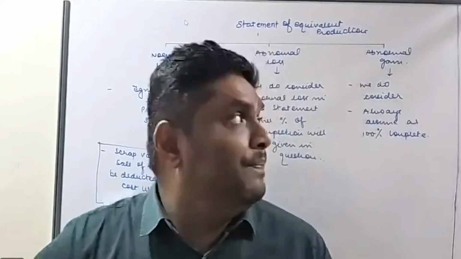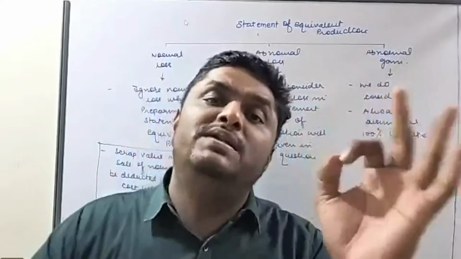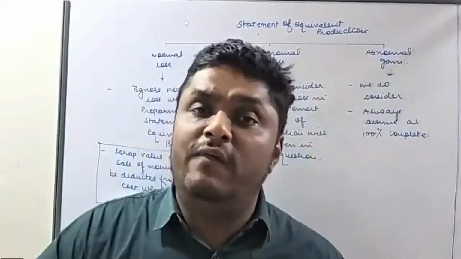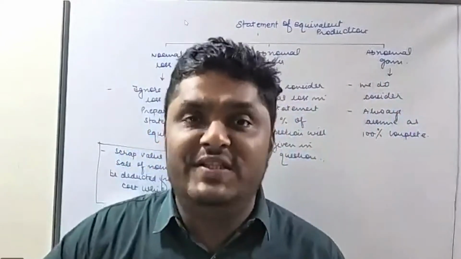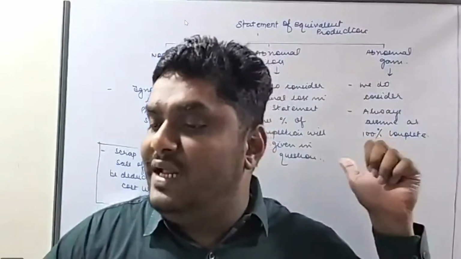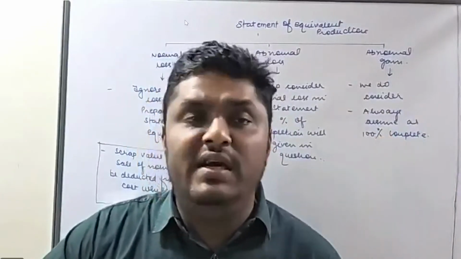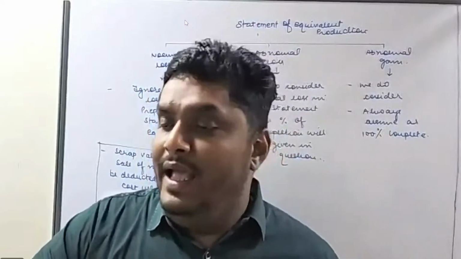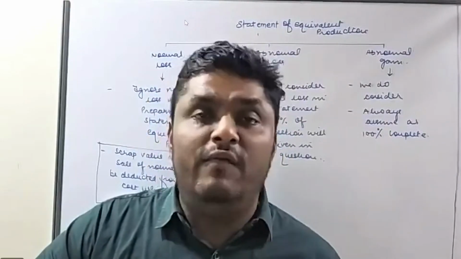See, as I said, in abnormal loss, the percentage of completion in respect of the abnormal loss units will always be given in the question. So the degree of completion of the units that are scrapped is given, that is 100% in respect of material and 80% in respect of labor and overheads.